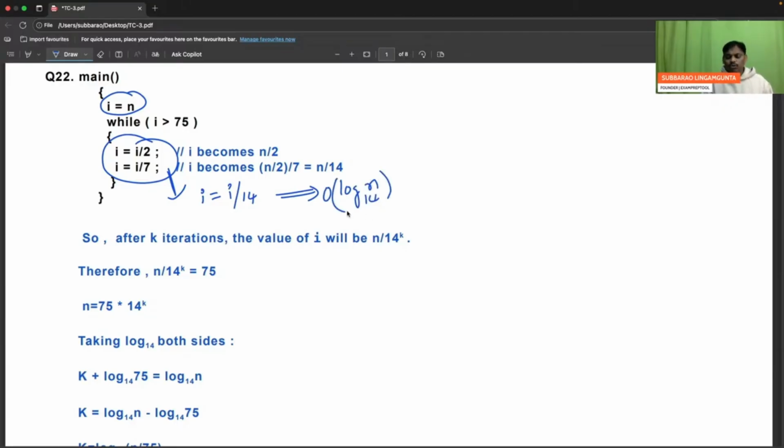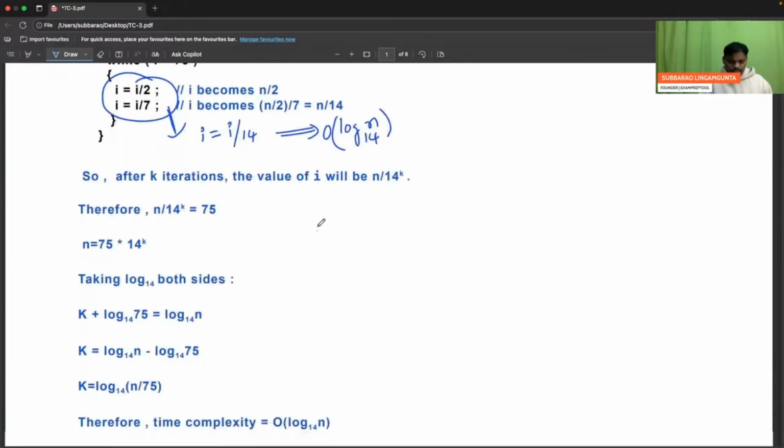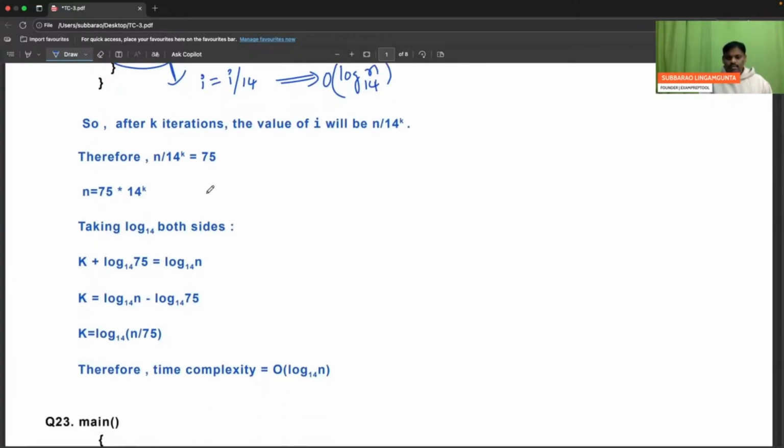If you want, you can do the proof also. I think most probably it is done. So you can verify yourself, right? It became the series n by 14 power k is equal to 75. Decrementing until n by 14 power k is equal to 75. So n is equal to 75 into 14 power k. So log n base 14 is equal to k plus log 75 base 14. Finally, k becomes log n base 14. Remaining is anyhow some constant.